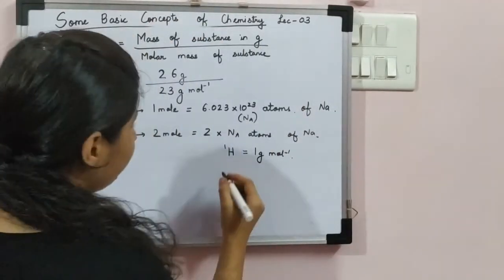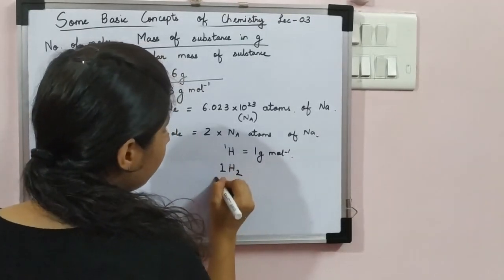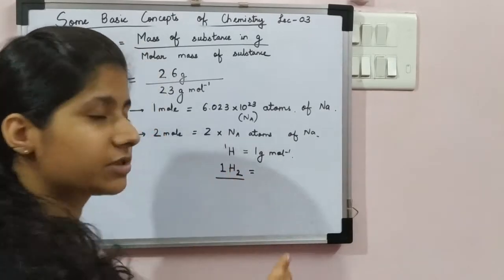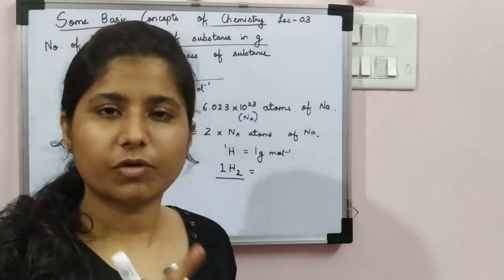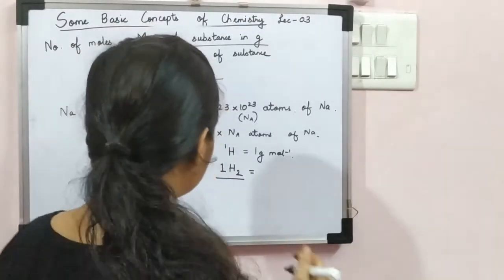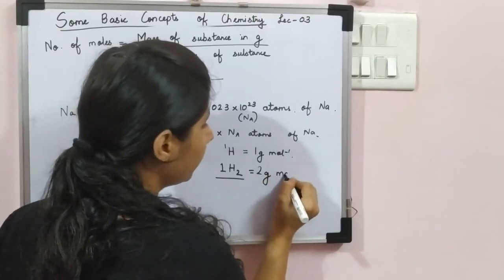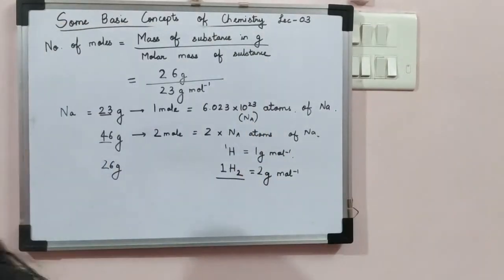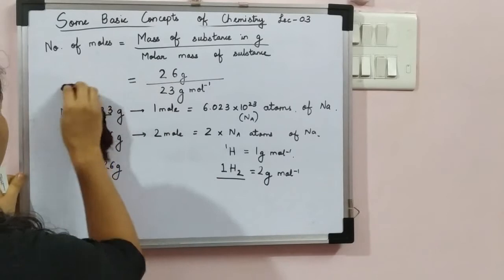Okay, but if I take molecular hydrogen, which is 1 mole of molecular hydrogen, what would it be? There are 2 such atoms in 1 mole. So what is the weight of 1 atom? It is 1 gram, so in total it would be 2 grams. So if I take 1 mole of molecular hydrogen, that would be 2 grams per mole, right? So this is how we calculate the number of moles: the given mass upon the molar mass of the substance.